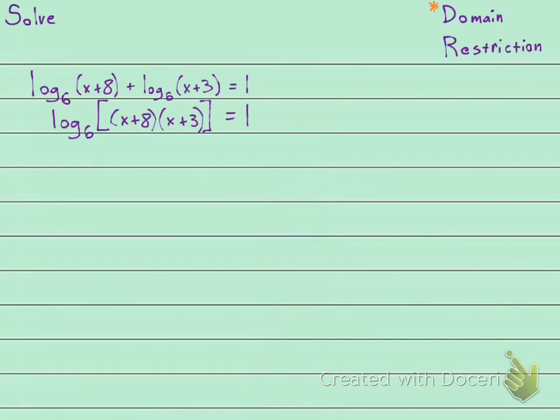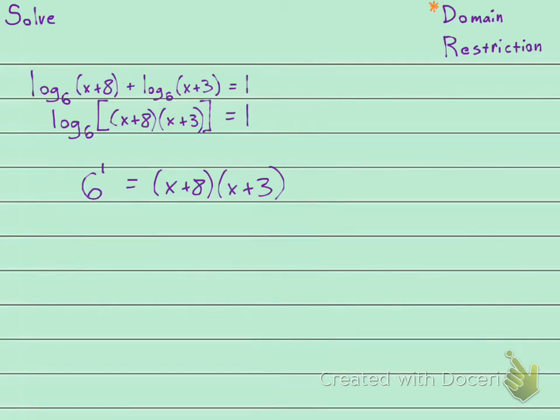My base of 6 becomes a big 6. This 1 that was on the right is going to move to the left, and it becomes my exponent of 1. And then these two binomials, this thing inside the logarithm, is going to go to the right, and it's going to be out of the logarithm now. x plus 8 times x plus 3. All right. So I've gotten my x's out of the logarithm.